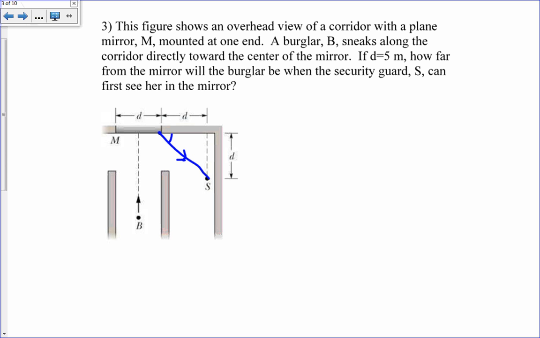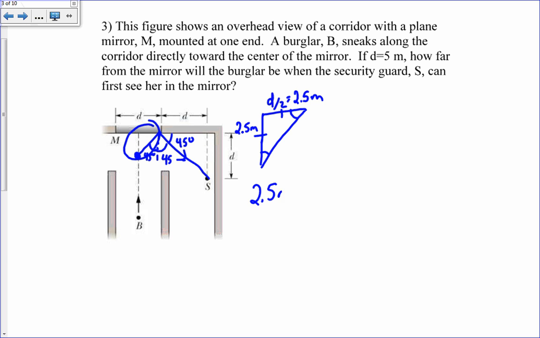So because of these sides, I know that this angle is 45 degrees. And so my reflected angle is going to be 45, and so my incident angle will also be 45 degrees. All right, that means that my burglar has to be right here. So I'm going to draw this triangle right here. I know that this angle is 45, and so this angle is also 45. I know that this distance is d over 2, which is equal to 2.5 meters. And since this is an isosceles triangle, this side equals this side, this distance is also 2.5 meters. So the burglar is going to be 2.5 meters from the mirror.